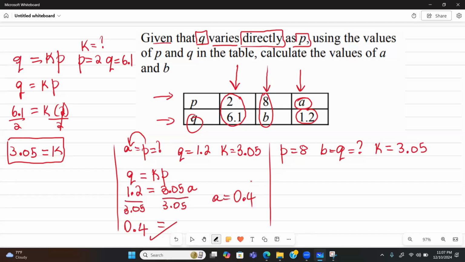So let's write back the formula. It's q, which is equal to kp. q is actually a b value that we don't know yet. This is equal to k, which is 3.05, times p, and p is 8. So basically, I'm able to find my b value, which is a q value still, same thing. So 3.05 times 8, and we're done.